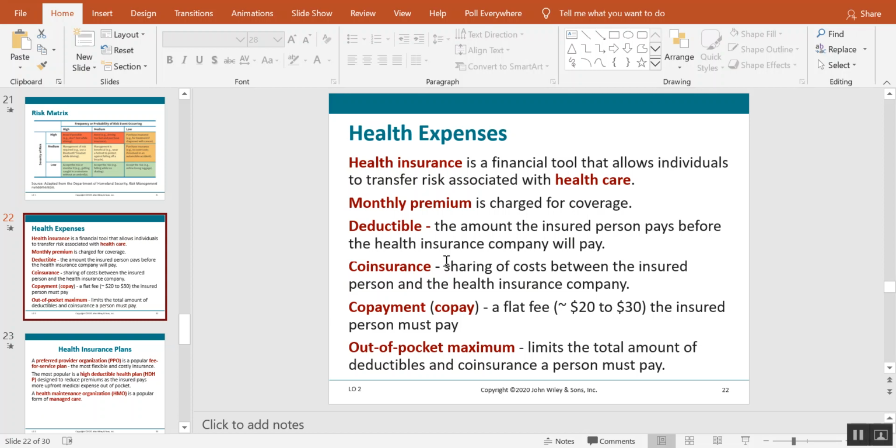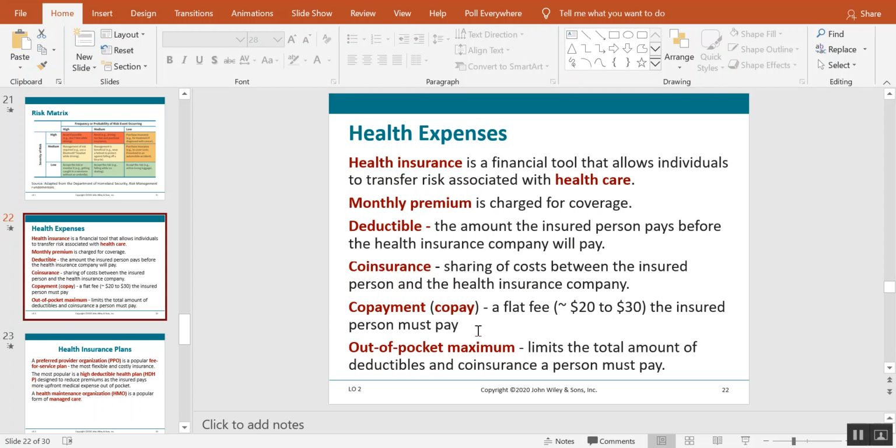Co-insurance is something that you would share with the insurance company. Basically, it means that you are sharing the cost of that expense with the health insurance company. That's not the same thing as a copay. A copay is a flat fee every time you use a service.